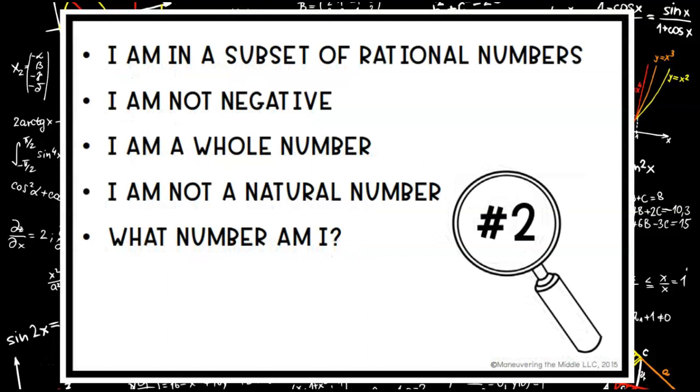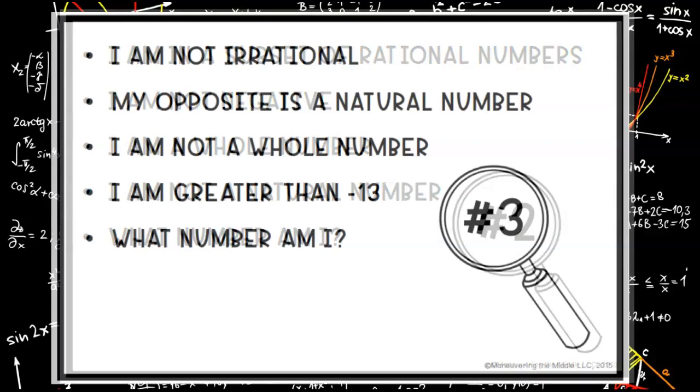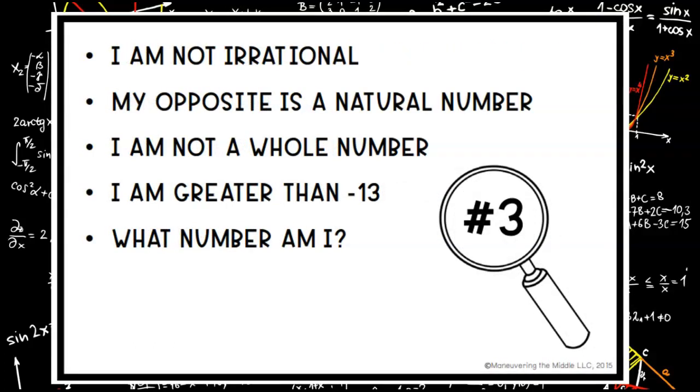Question number 2. I am in a subset of rational numbers. I am not negative. I am a whole number. I am not a natural number. What number am I? Number 3, I am not irrational. My opposite is a natural number. I am not a whole number. I am greater than negative 13. What number am I?